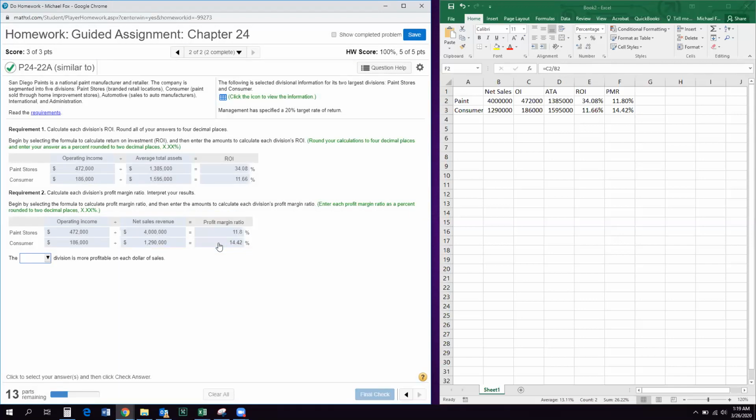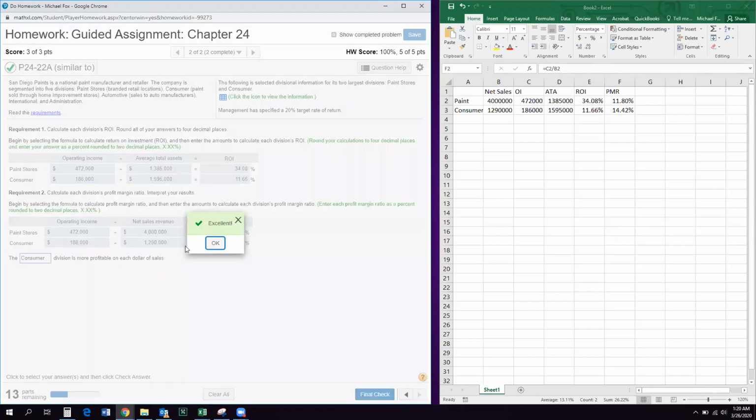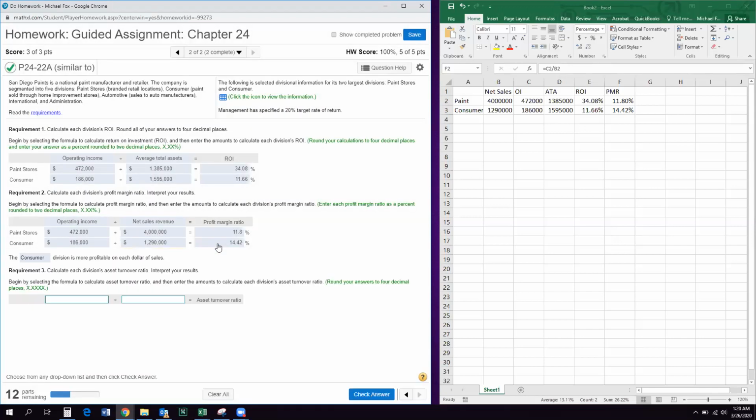So which division is more profitable for each dollar of sales? Well, the one with the higher profit margin. So we'll say the consumer division is more profitable for each dollar of sales. All right, now they want us to calculate the asset turnover ratio.